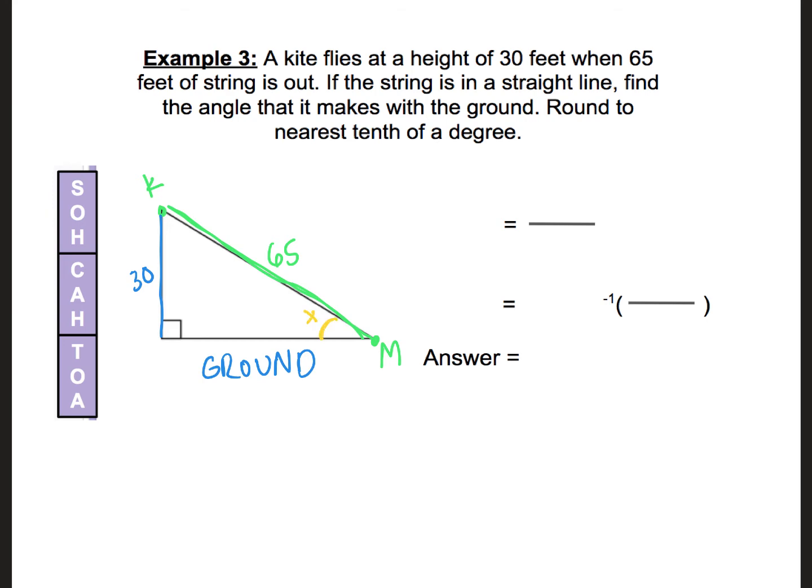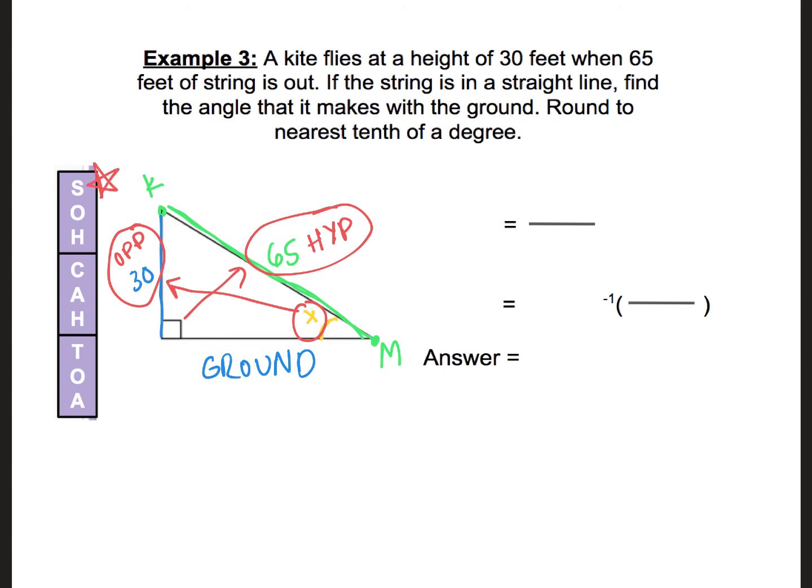We are going to start by labeling our sides just like we have for all of these problems. So across from X, we have our opposite side, which is 30. Across from our right angle, we have 65, so that's our hypotenuse. So right now I have the two sides labeled. Notice I have an opposite, I have a hypotenuse. So we have OH. OH goes with S, so I know I'm using sine.